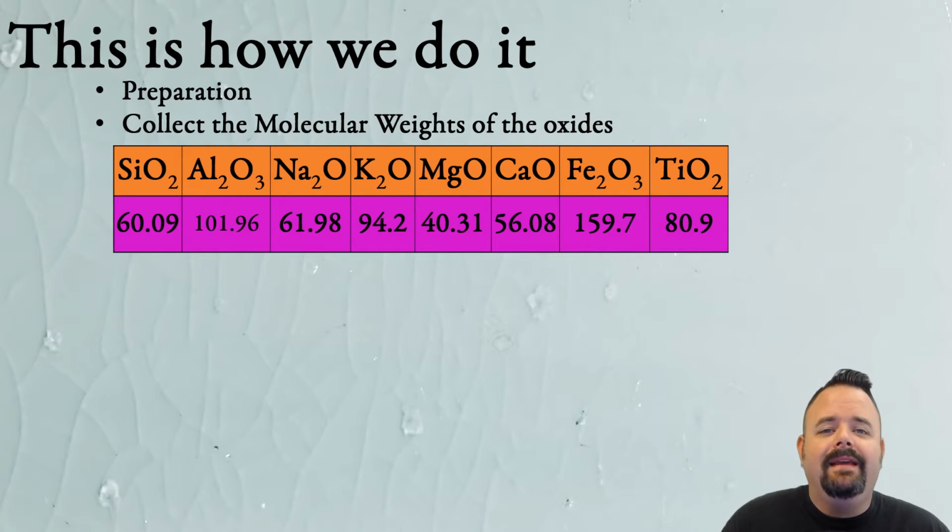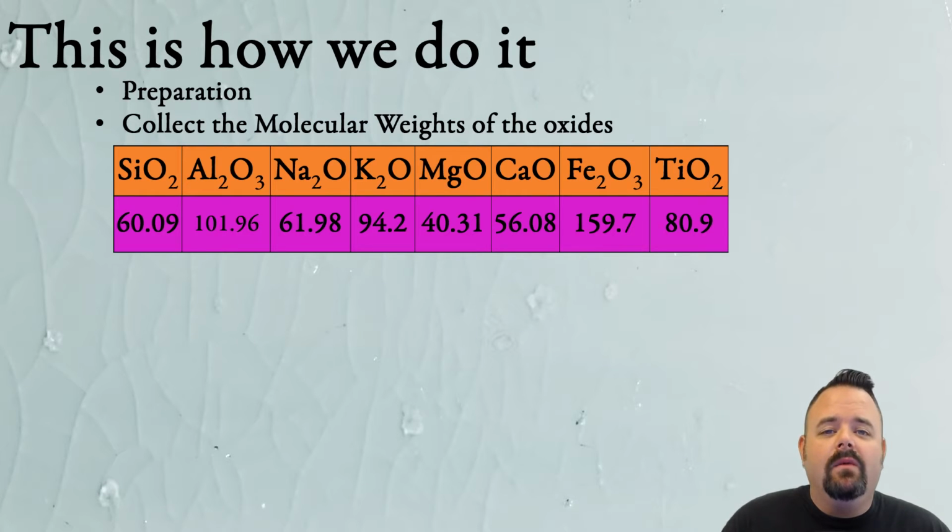And the thing about these is that they never change. So you can write these down, make a note in your phone, tattoo them on the back of your eyelids, because they'll always be the same and you'll always need them. Silica is always 60.09, alumina is always 101.96, etc.